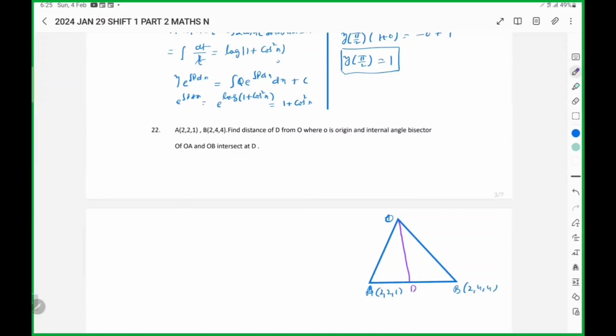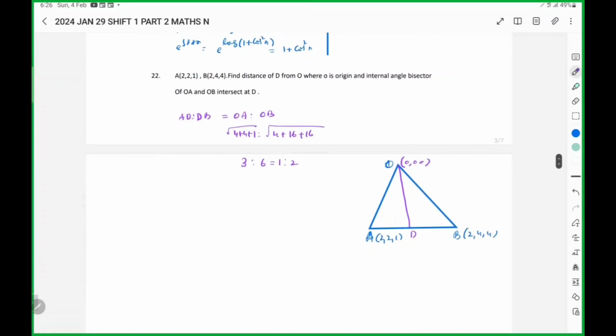So what we know is the angular bisector divides the opposite side in the ratio of the remaining two sides. Here OA is 4 plus 4 plus 1, OB is 4 plus 16 plus 16. 3 is to 6, that is 1 is to 2.